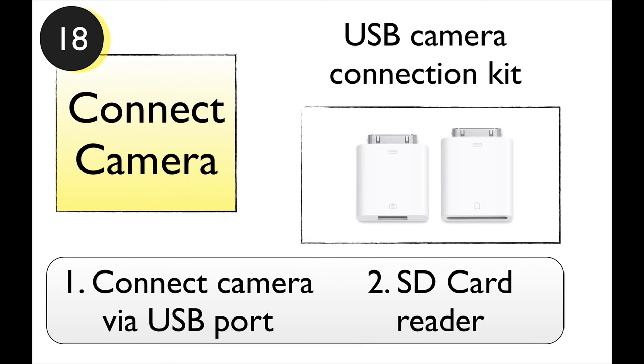It comes with two different connectors. One of them you can connect your camera by a USB port. So the USB port goes in one end of the camera connection kit, the other one into the camera. And the other accessory is the SD card reader. So it's a way of connecting your camera to the iPad and downloading all the images.